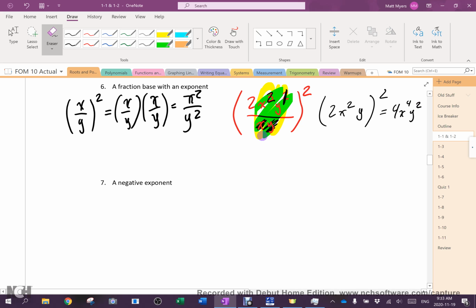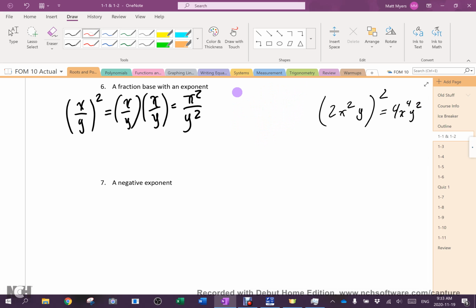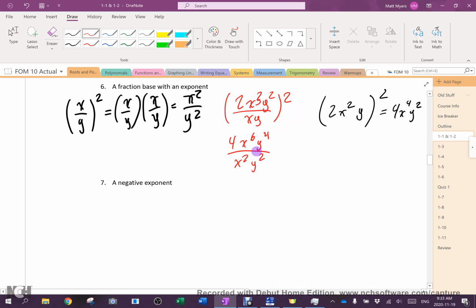Now, watch. See if I can erase this without killing. 2x squared y, or x cubed y squared over xy squared, right? Could I bring this 2 to everything now? Which would get me 4x6 y4 over x squared y squared. Cancel 2 of those. That becomes 4. Cancel 2 of those. That becomes 2. Do I get the same answer? Does it matter which place I started?